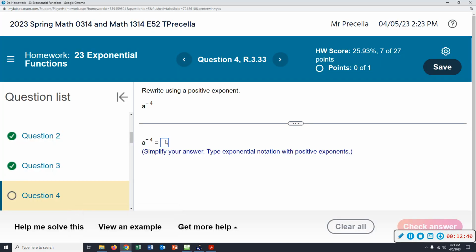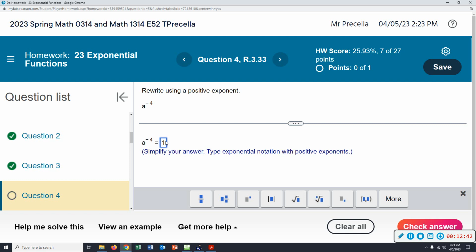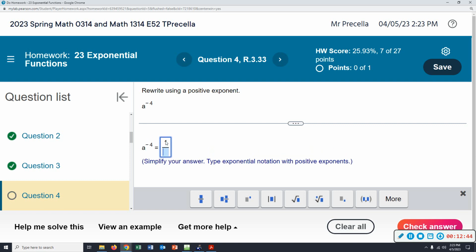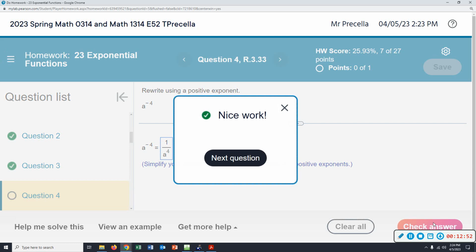So let me see, I'm going to type 1 over a raised to the 4th power. Any questions? Y'all caught up with me?